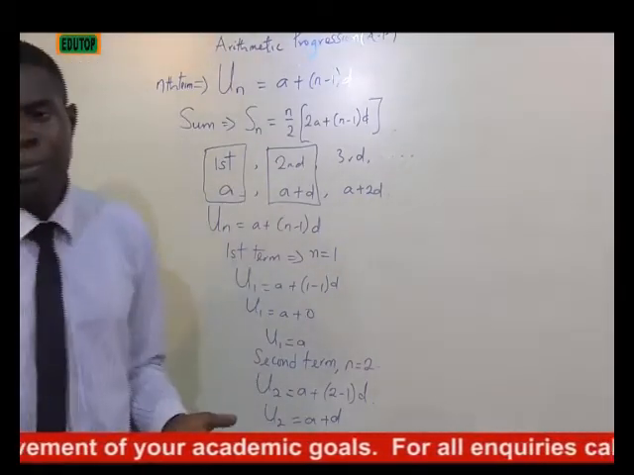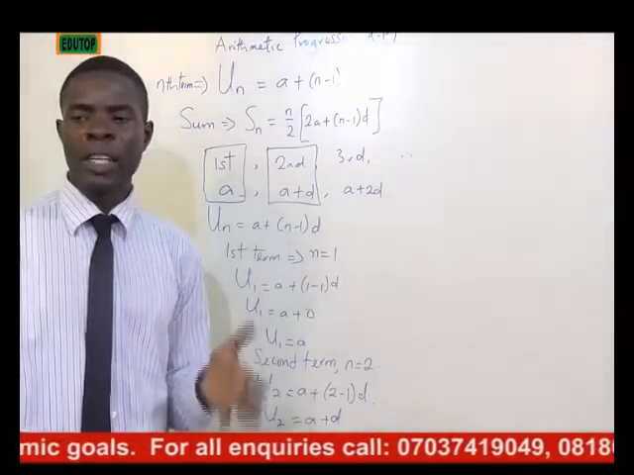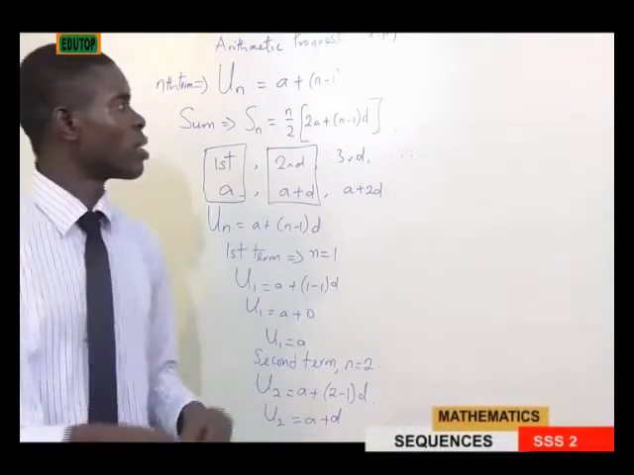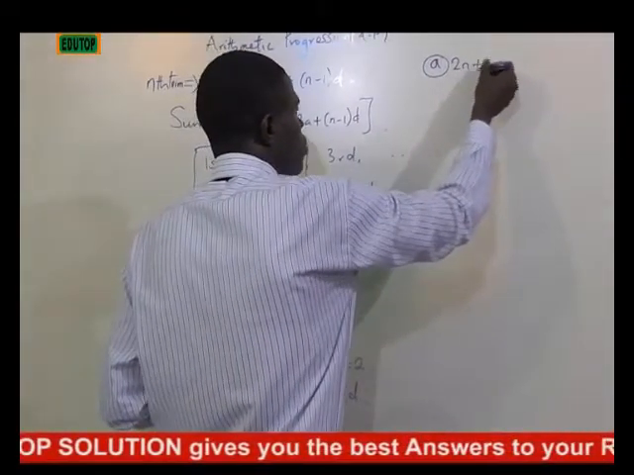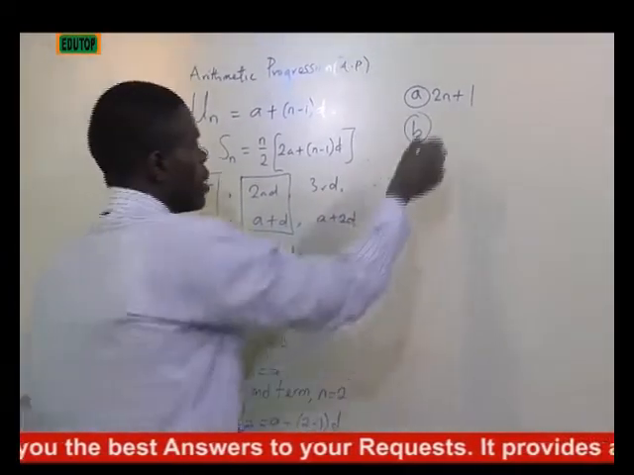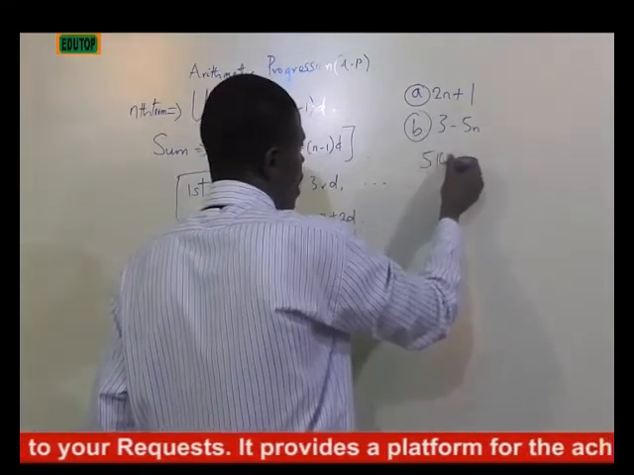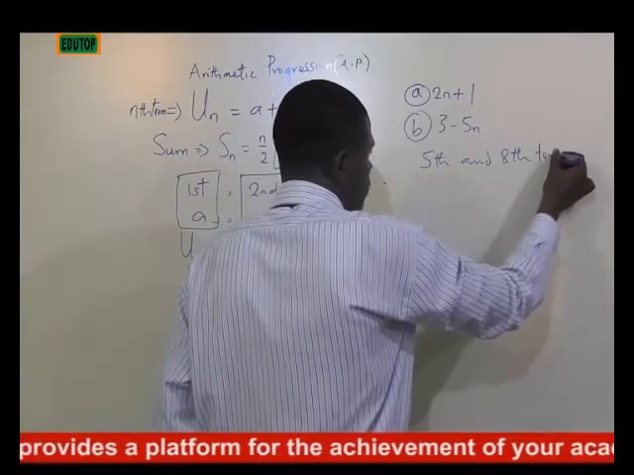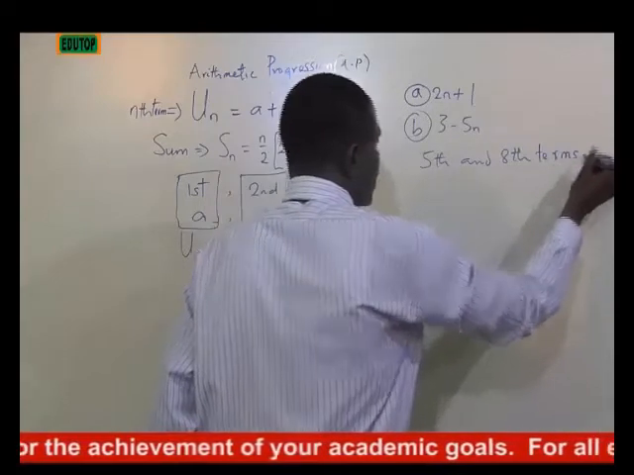So example 2: find the fifth term and eighth term of the sequence whose nth term is: A, 2n plus 1; then B, 3 minus 5n. The question asks us to look for the fifth and the eighth terms.